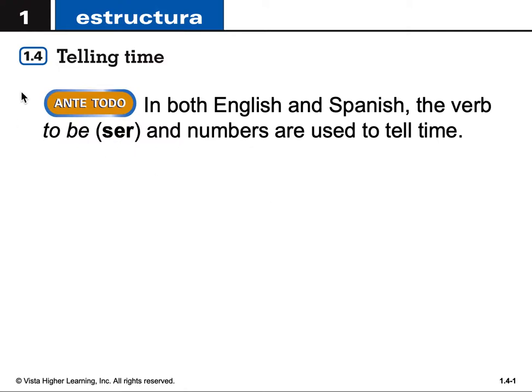Estructura 1.4, telling time. In both English and Spanish, the verb ser and numbers are used to tell time. So think of this. In English, we say it is 2:58. So we'll be doing some things similar and some things a little bit different when telling time in Spanish.